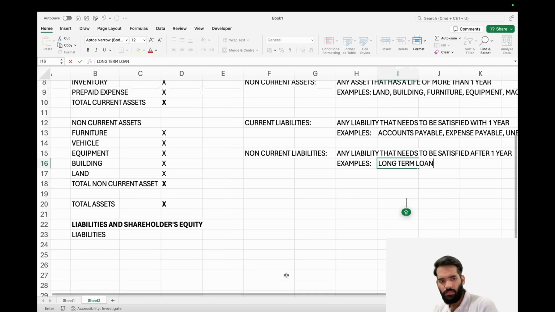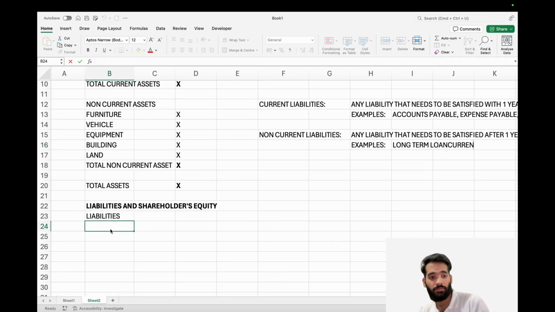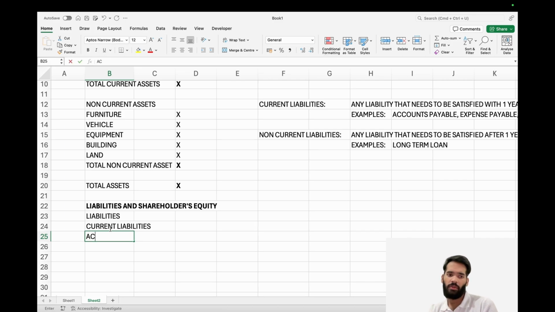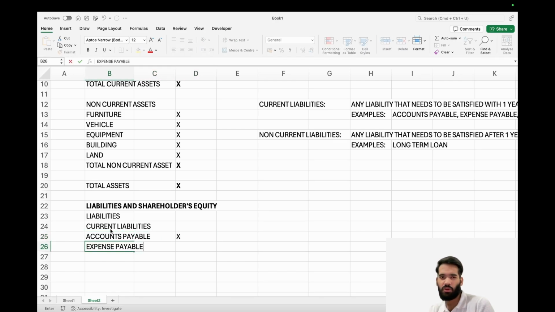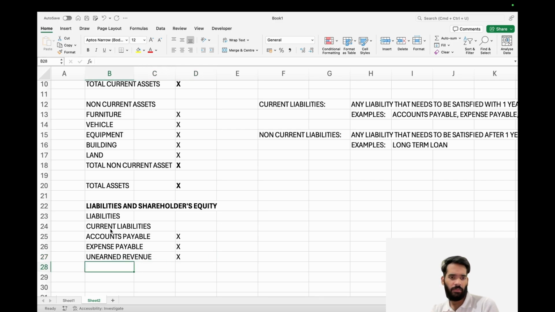First we mention the current liabilities. Under current liabilities, like I said, accounts payable. Then we have any expense payable. I'm saying expense payable, so it can be salaries payable, rent payable, whatever you have in your records. You can have unearned revenue like we talked about, and these are the three I would say are the most likely that you'll see. So total current liabilities.